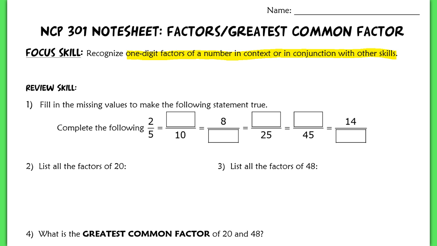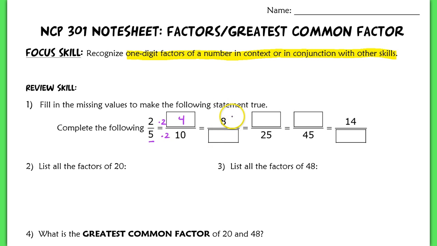So let's start here with a review skill. In this question, they ask us to fill in the missing values here, in order to make this entire statement true. So what we're looking for is to create equivalent fractions. So I'm going to take a look at this first fraction. It says 2/5 is equal to some number over a denominator of 10. Now in order to change this 5 into a 10, I would have to multiply here by 2. So I need to do that in the numerator as well, so that I have an equivalent fraction of 4/10.